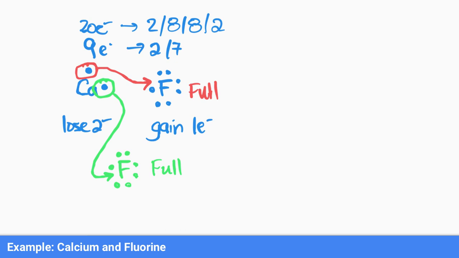And this, we'll see, is where we get formulas from, because formulas are essentially telling us how many calcium and how many fluorine, or how many of the metal and how many of the nonmetal are going to combine together to form an ionic compound. For every 1 calcium, we need 2 fluorines, and that's where our formulas come from.